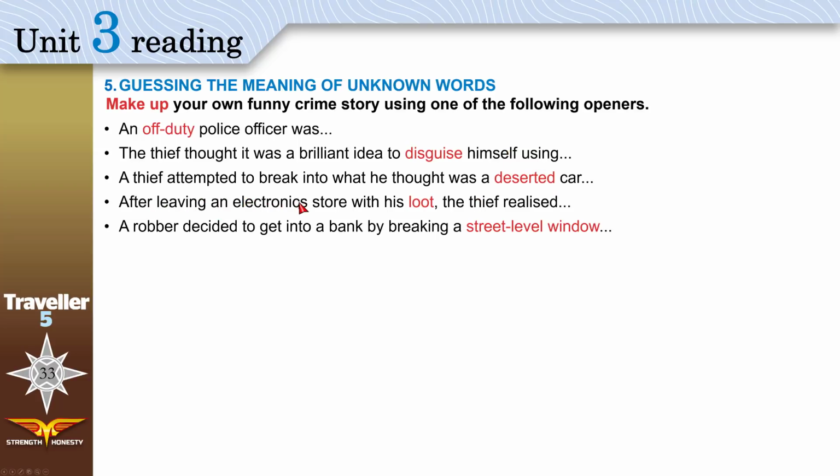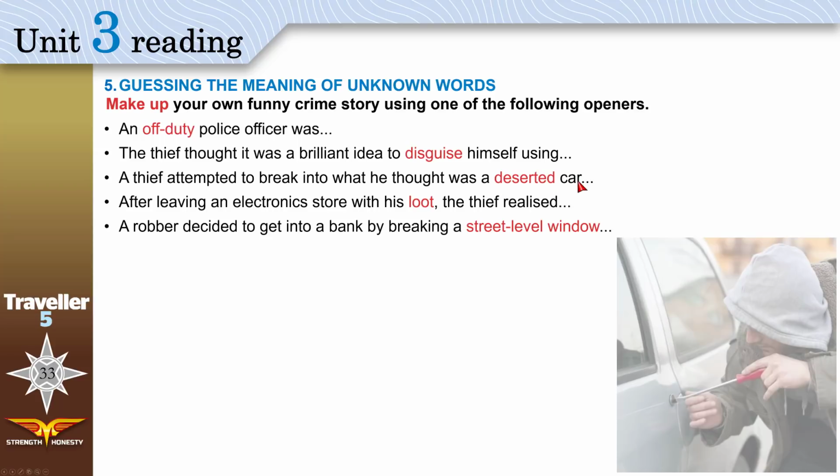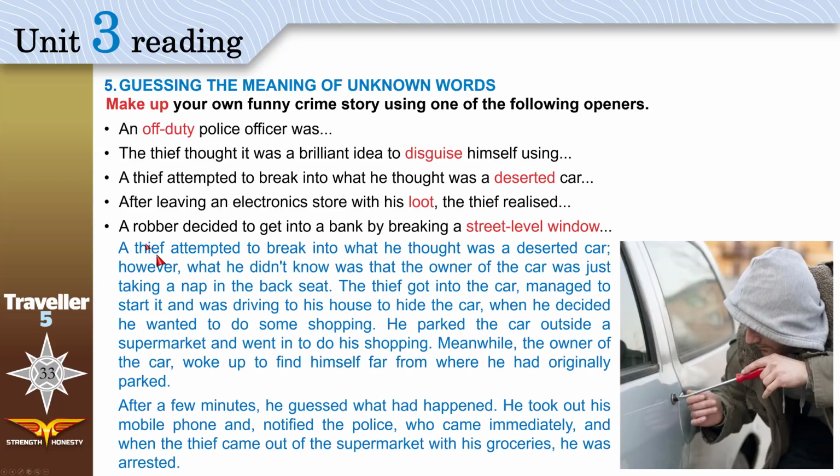After leaving an electronics store with his loot, with the money he stole, the thief realized. A robber decided to get into a bank by breaking a street-level window, a window that wasn't very high. We will use this one, deserted car. A thief attempted to break into what he thought was a deserted car. This is how we should start, using this opener. However, what he didn't know was that the owner of the car was just taking a nap. He was sleeping in the back seat.